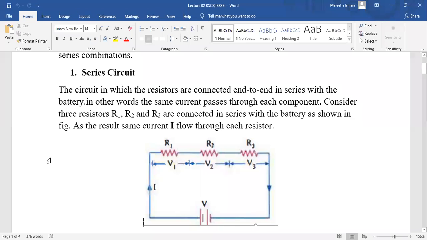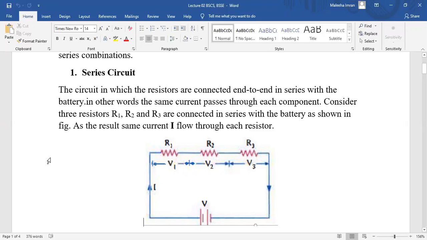You also see here that the series circuit is also known as a closed loop circuit, or we also call it a single loop. What is meant by closed loop or single loop? It means that there is only one direction for the flow of current. So here we see that the current flows from the positive terminal to the negative terminal. This is the conventional current. This is not a real current. This is a conventional current.